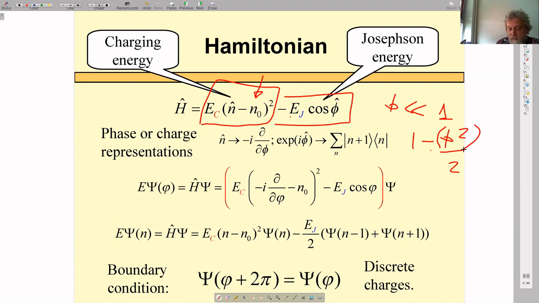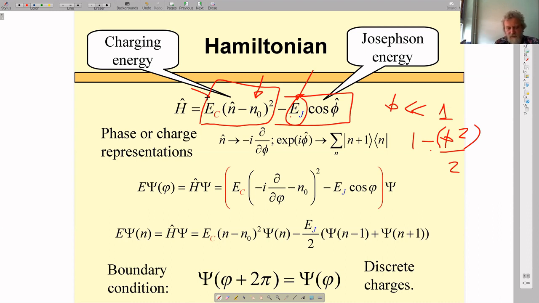Right. From now we can already see that this term, if the Josephson energy is big, tries to squeeze the wave function in the phase, while this term squeezes the wave function in charge. Good.